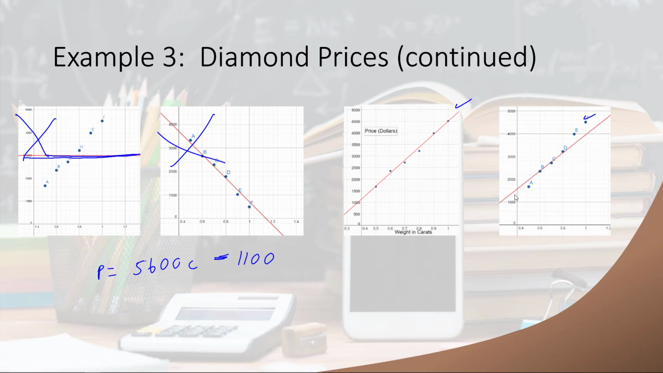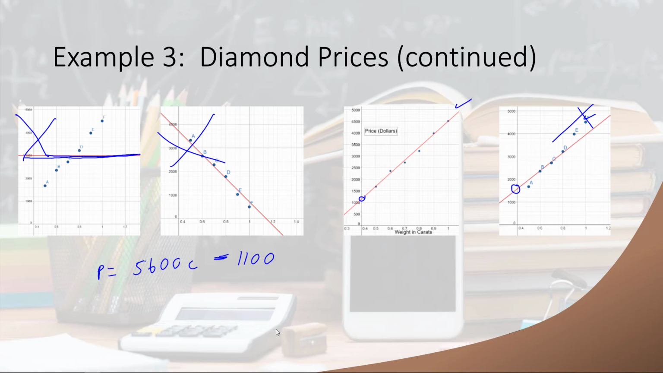Well, notice here we actually have a crossing at 0. Here we have the x-axis at 0.4, and at 0.4 this line is showing about 1500. But if you actually computed this at 0.4, you would get something closer to 1100. So once again, this one is out.